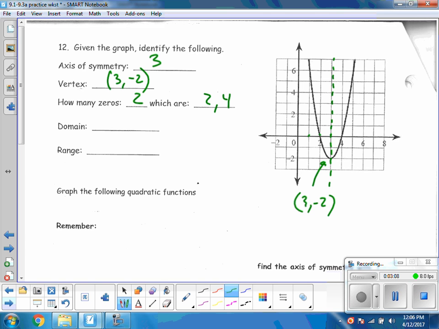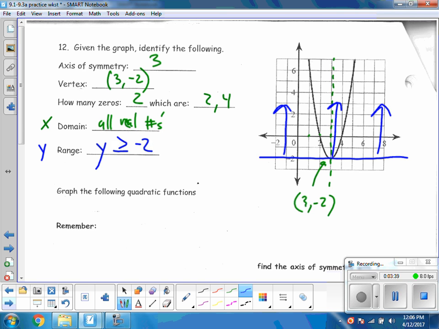The domain is going to be my x value, and for all these parabolas, it is all real numbers because you could put in anything for x. For the range, it's the y value, but that happens right here. You're looking at the vertex, and I'm going to communicate where the vertex is. So this is going to be my parabola sits at where y is greater than or equal to -2. So it's everything above it, including -2.